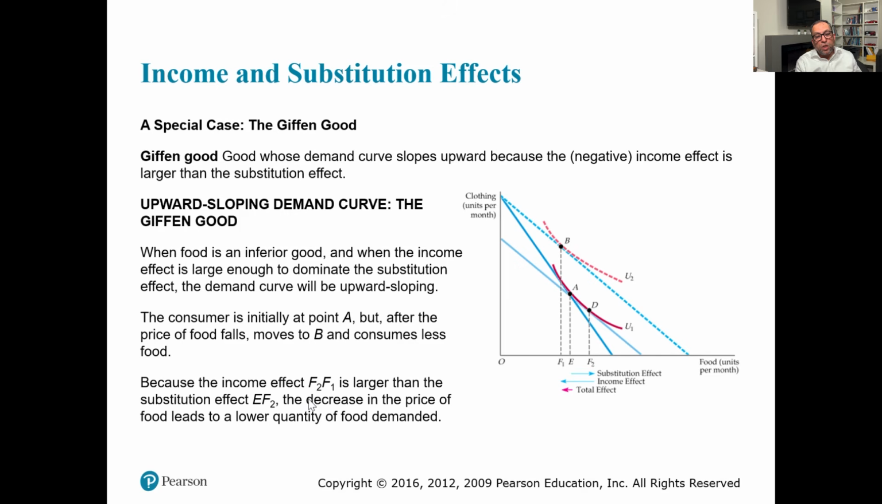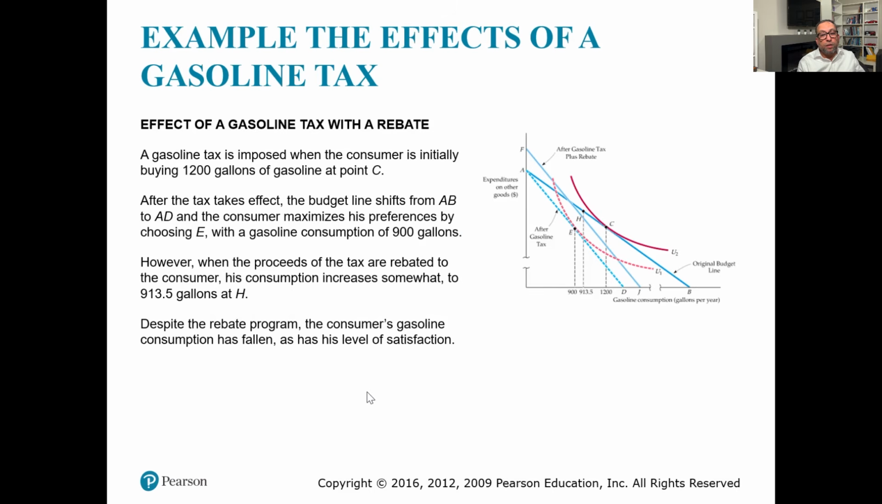The consumer is initially at point A, but after the price of the good falls, moves to B and consumes less food. Because the income effect F2, F1 is larger than the substitution effect F2, the decrease in the price of food leads to a lower quantity of food demanded.